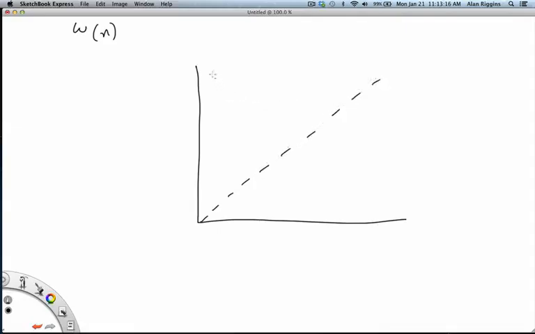This is the set of functions that grow at a rate strictly faster than n. These are algorithms that are worse than n. These are algorithms that are slower than n. We're going to use the dashed line again to indicate that it is not included in this complexity class. They are algorithms that are slower than n or worse than n.